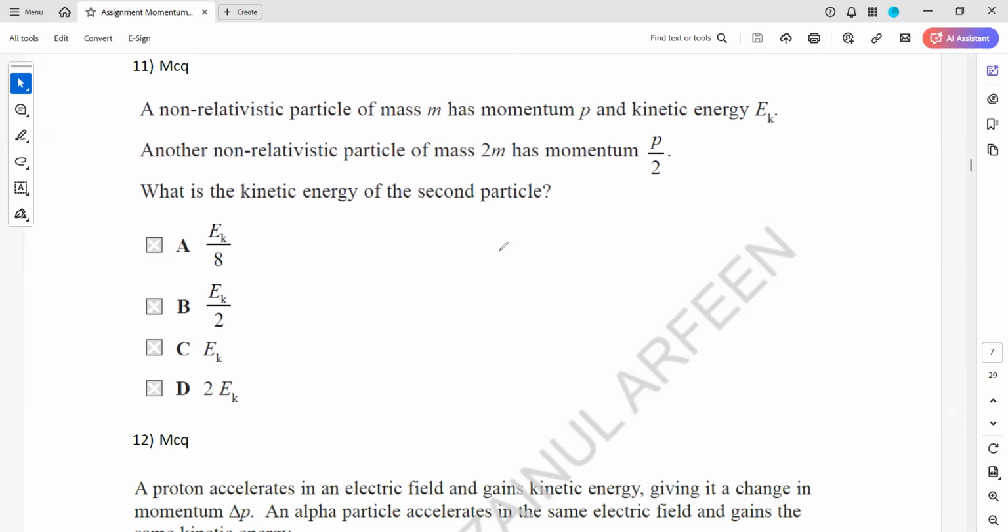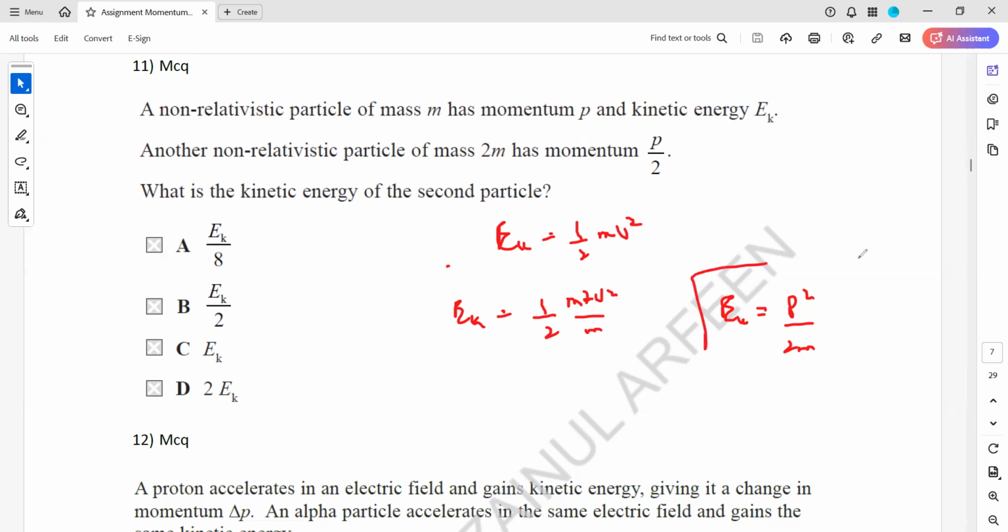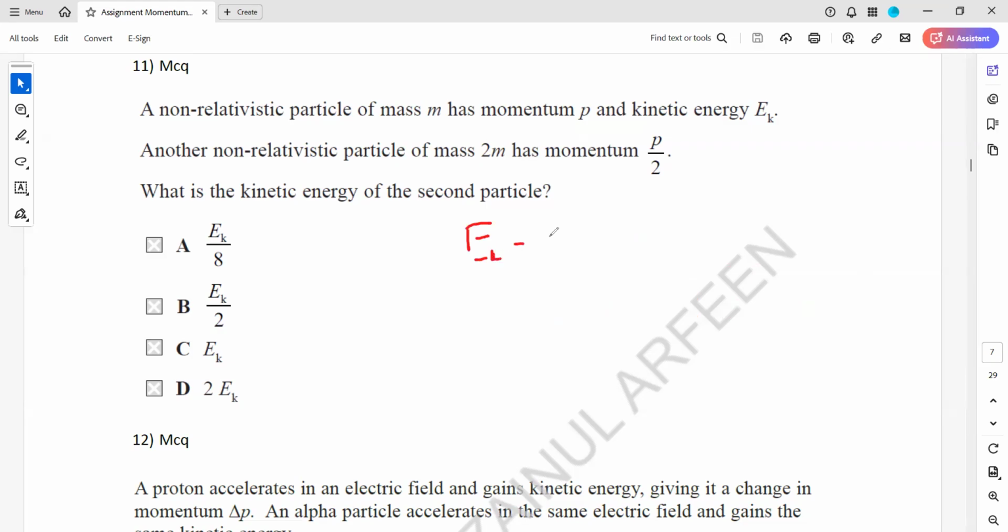What is the relation between the kinetic energy and the mass? For example, Ek is half mv squared. If I multiply and divide by m, it becomes m squared v squared divided by 2m. So we can say Ek is equal to p squared divided by 2m. That's the formula: Ek is p squared divided by 2m, the kinetic energy.